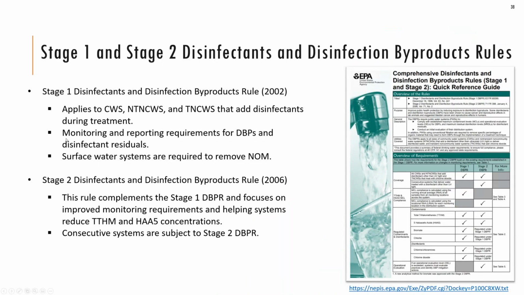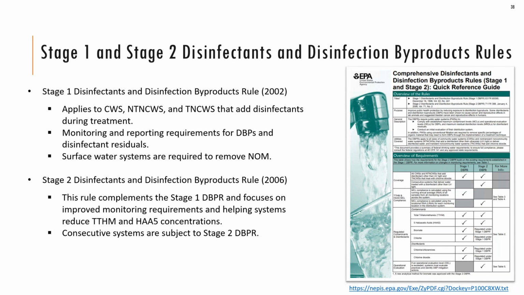The next rule I'll be going over is the Stage 1 and 2 Disinfectants and Disinfection Byproducts Rule, or DBPR. These are drinking water regulations which have been introduced to improve public health protection by lowering the public's exposure to disinfection byproducts, also known as DBPs, and high levels of disinfectant residuals, while maintaining microbial pathogen control within the distribution system. The Stage 1 DBPR, which was implemented in 2002, was intended for community water systems, transient and non-transient community water systems, which add disinfectant as part of the treatment process.